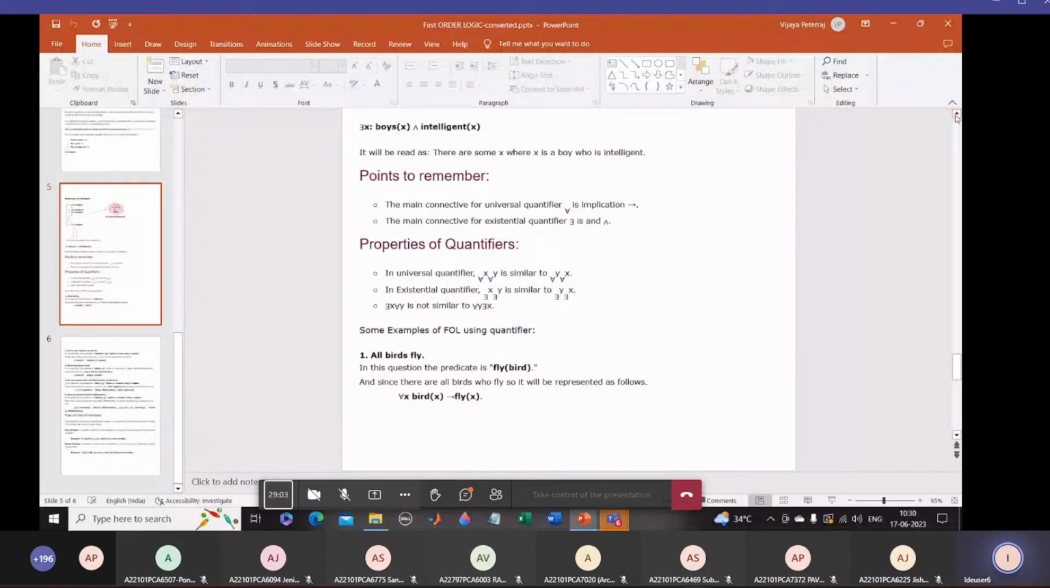Some examples here. All birds fly. So what is the quantifier you can use? Because it has mentioned all, you have to use inverted A. First, you should mention X is a bird. Take a variable and mention that it is a bird, and it has to resemble all birds. And then you have to mention that birds will fly. So you can see here, for all X, where X is a bird, implies X flies.